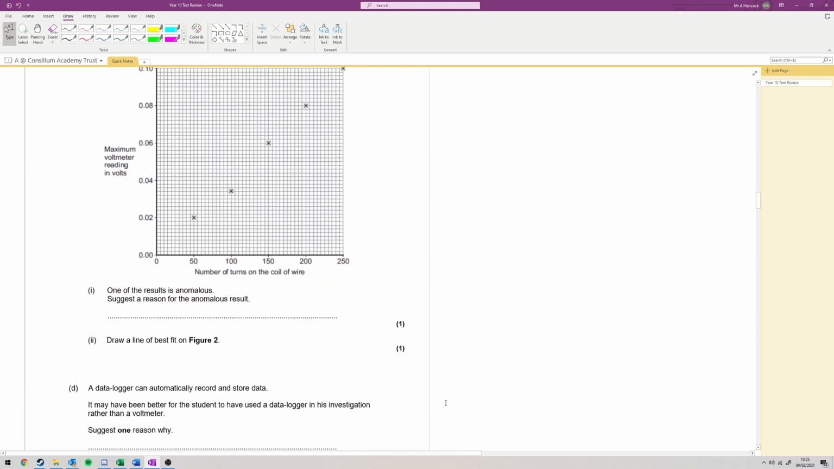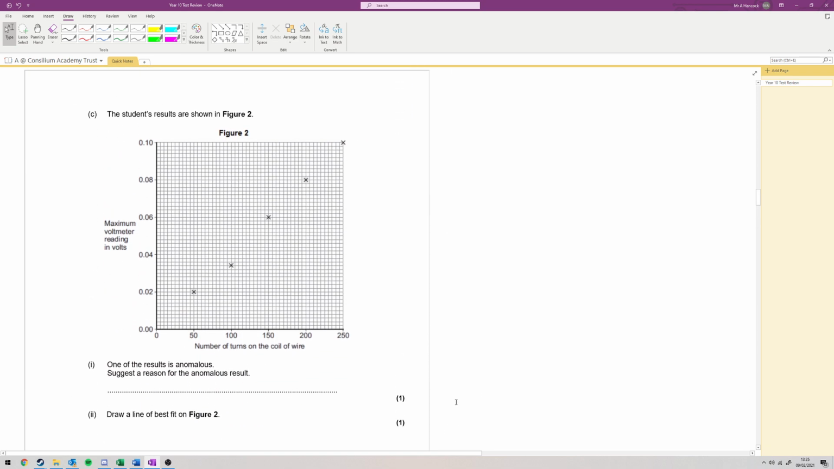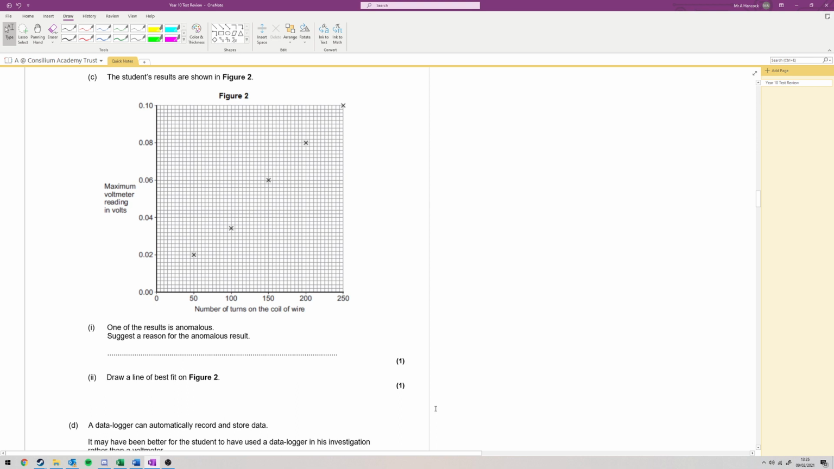Right. One of these results is anomalous. Suggest a reading. Well, easy one. They misread the voltage, or they miscounted the number of turns. Really, I think the more likely thing is that the number of turns on the coil is miscounted, because that's the easy thing, right? You do 100 turns of wire on the coil, and instead you actually do 95 turns of wire on the coil.